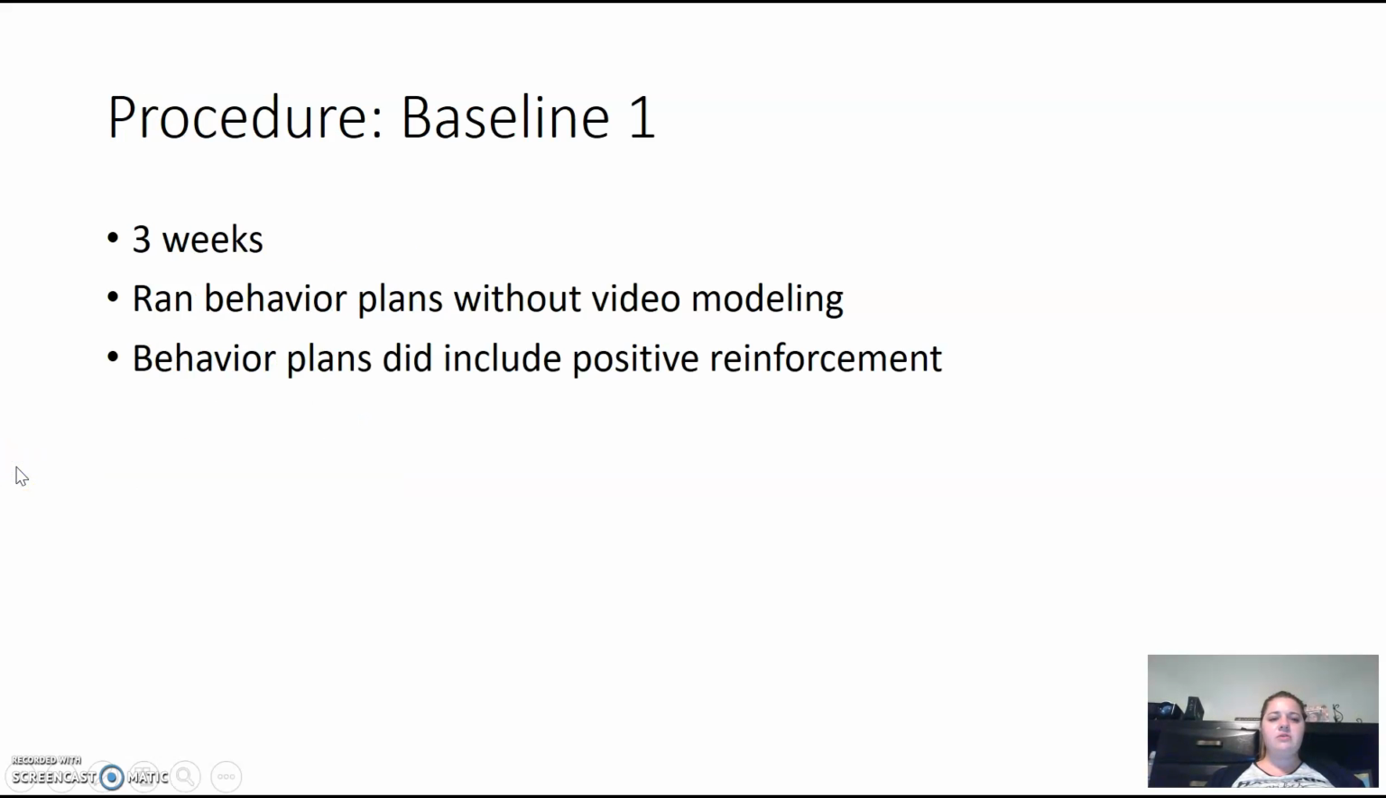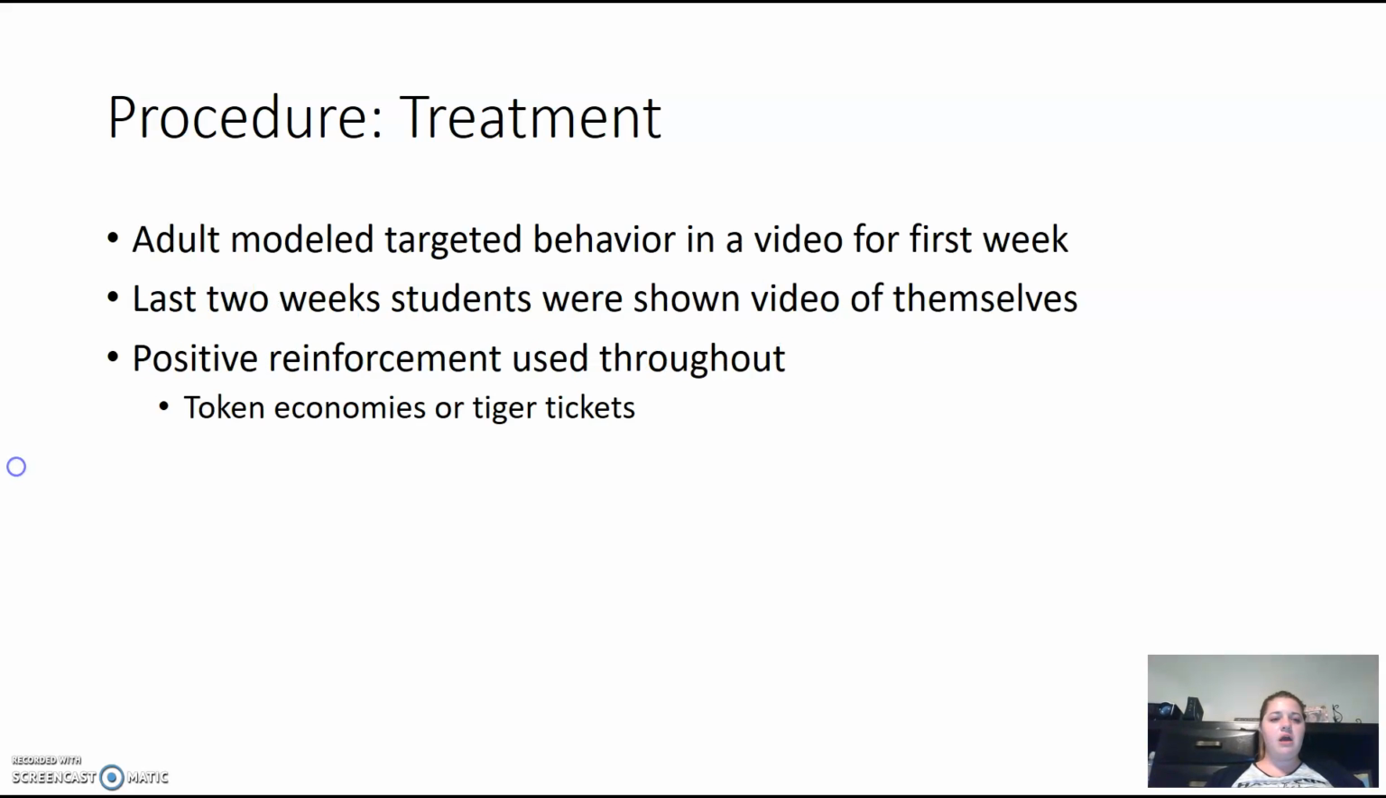Within my first baseline, it was 3 weeks. We ran behavior plans like normal. We did include positive reinforcement, but we weren't targeting specific behaviors that were within the video modeling.